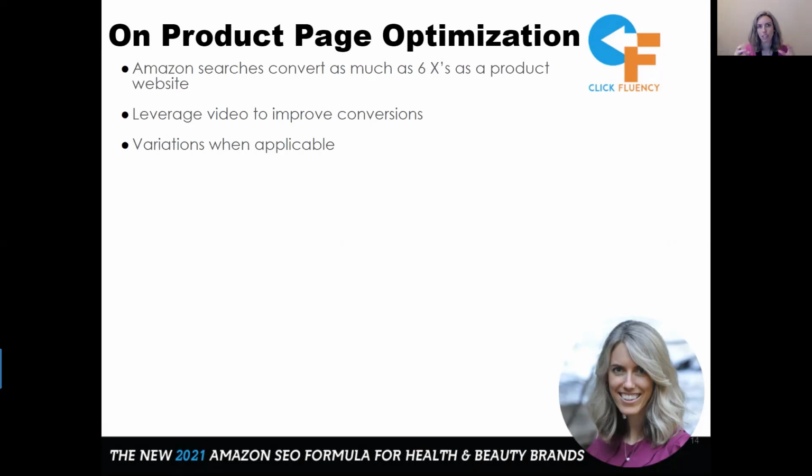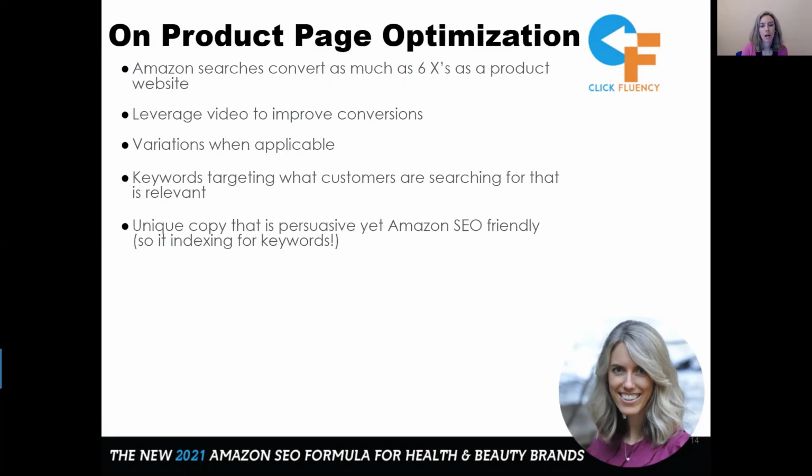It kind of aggregates a lot of things like the product reviews and different things, where instead of having 2 different listings, you're kind of splitting the results. You're focusing it in on one listing as long as it is an actual variation. And then keyword targeting, what they're searching for, and that is relevant. I've kind of already mentioned that a few times, but also unique copy that's persuasive and yet Amazon SEO friendly.